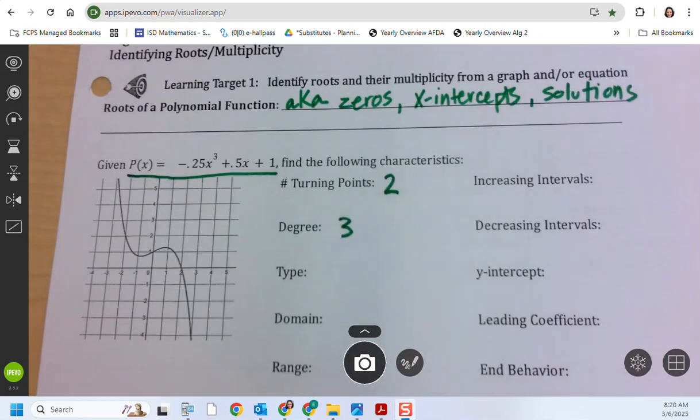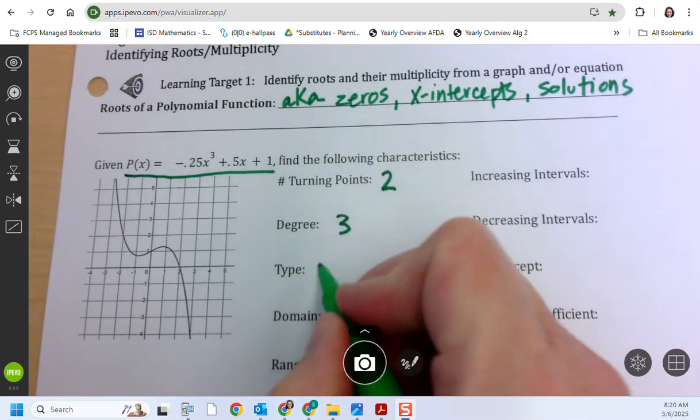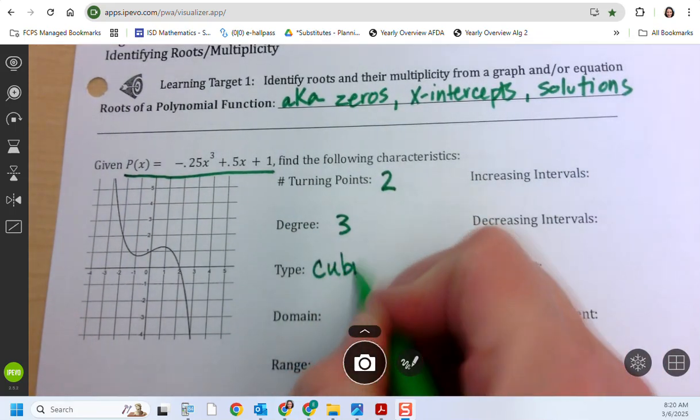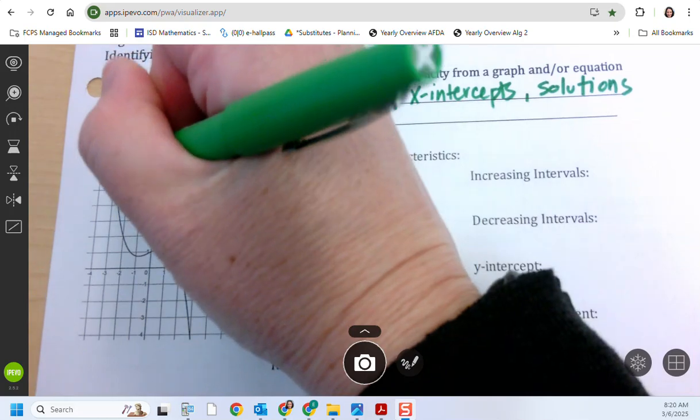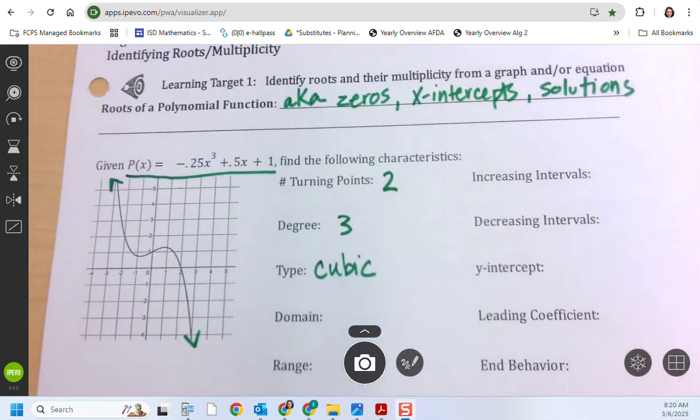Now we do have to start knowing these words. For now, I have them up here, okay? But if the degree is 3, then we know it's cubic. But you need to start remembering these words. Now, the arrows aren't there, but you guys know that I meant to put arrows there.